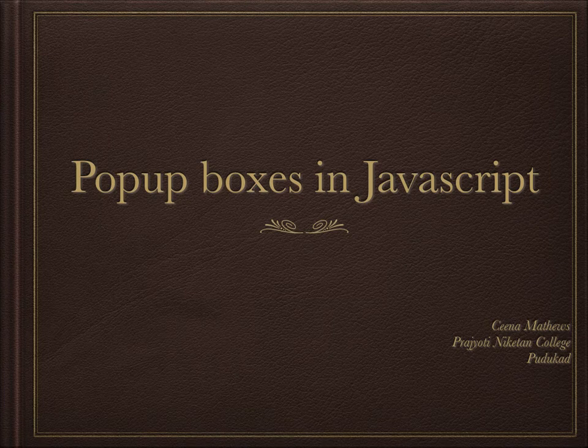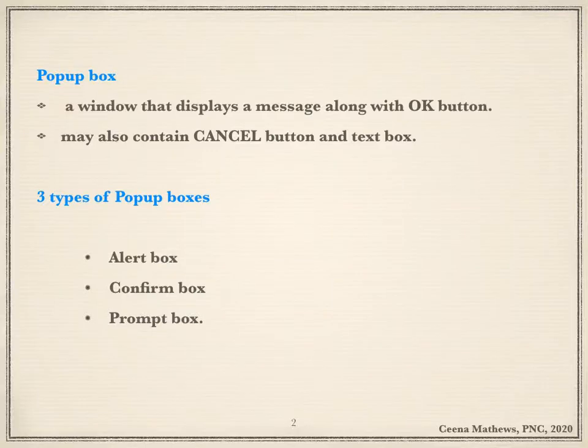In this video, I'll be discussing the pop-up boxes in JavaScript. A pop-up box is a window that displays a message along with an OK button. It may also contain a cancel button, and in some cases it may also contain a text box. There are three types of pop-up boxes in JavaScript. One is alert, second is confirm, and the third is prompt.